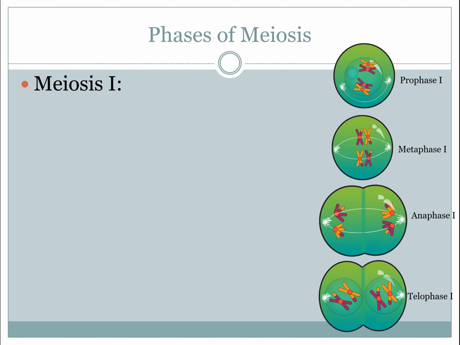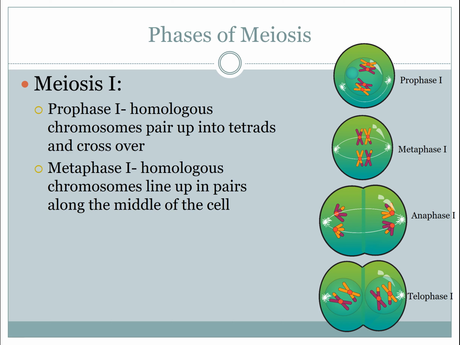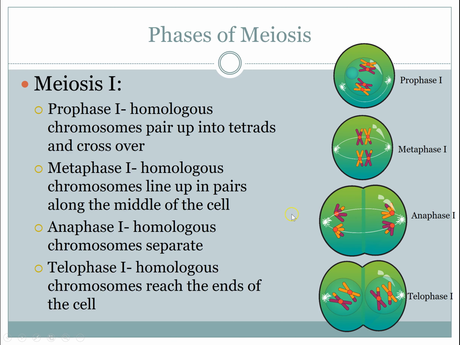Okay, so in Meiosis I, let's take a look at the phases of Meiosis I. Starting with Prophase I, homologous chromosomes pair up into tetrads, as we just mentioned, and they cross over. In Metaphase I, homologous chromosomes line up in pairs along the middle of the cell. In Anaphase I, homologous chromosomes separate. So now you have the 16th chromosome and the 16th chromosome, each going their own separate way. In Telophase I, homologous chromosomes reach the end. So now you have two cells, each with one set of chromosomes.